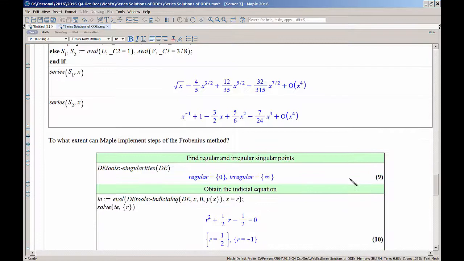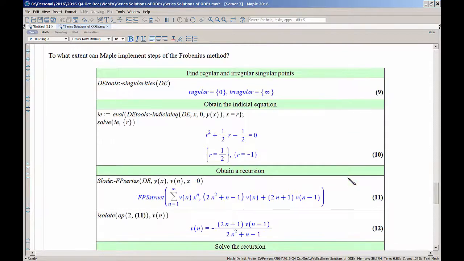Now suppose you wanted to use Maple as the tool for implementing the steps of the Frobenius method. What commands does Maple have available for that? In the DE tools package, there is a command singularities. You apply it to the differential equation, and Maple comes back and says regular singular point x equals 0. Irregular singular point out at infinity. So this is the regular singular point that we looked at already.